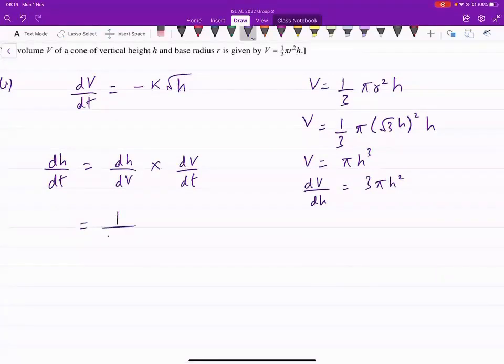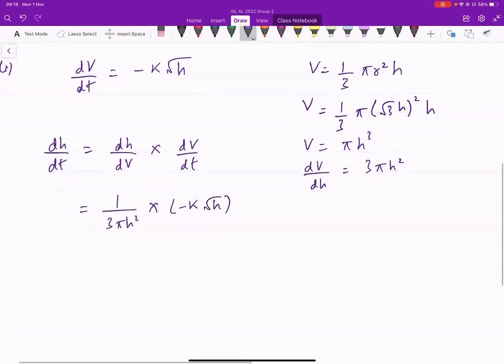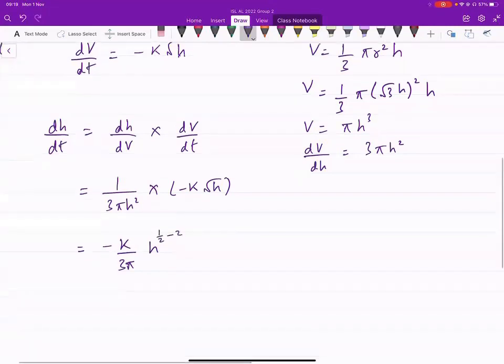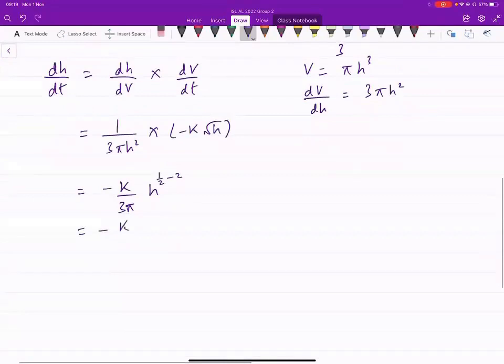It's 1 over 3 pi h square into minus k into square root of h. And now we simplify this. Square root of h is on top, h raised to power 2 is at the bottom. It becomes minus k over 3 pi. What about the powers of h? 1 over 2 minus 2. That's minus 3 over 2. And that becomes minus k over 3 pi h raised to power minus 3 over 2.